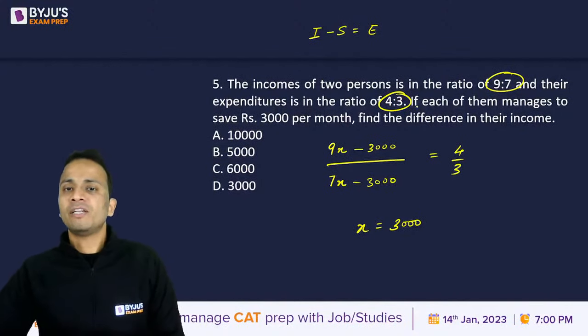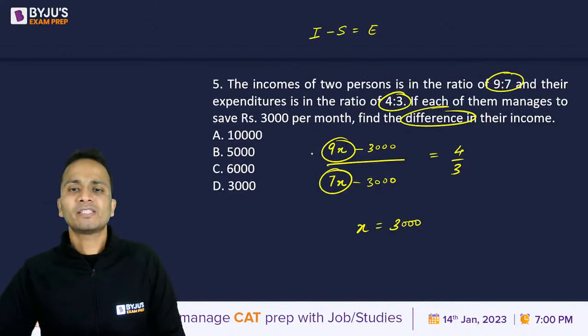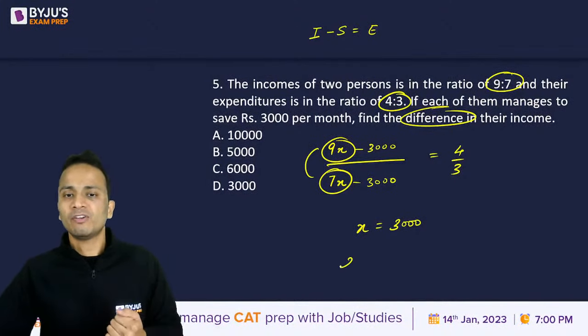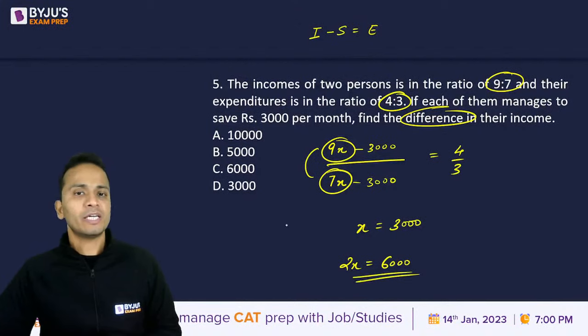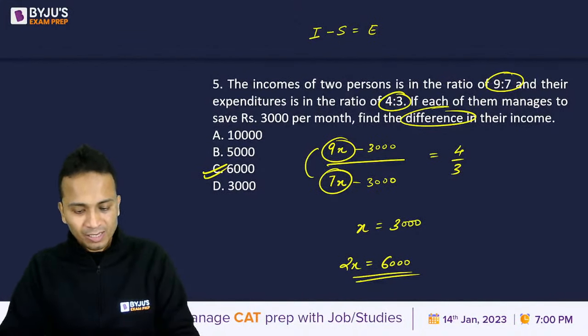Now we have to find out the difference between their income. Now their incomes were 9x and 7x. So the difference between their incomes, 9x or 7x, what will the difference be? It will be equal to 2x. And if x is 3000, 2x will be equal to 6000. So the correct answer here should be option C, that is 6000.